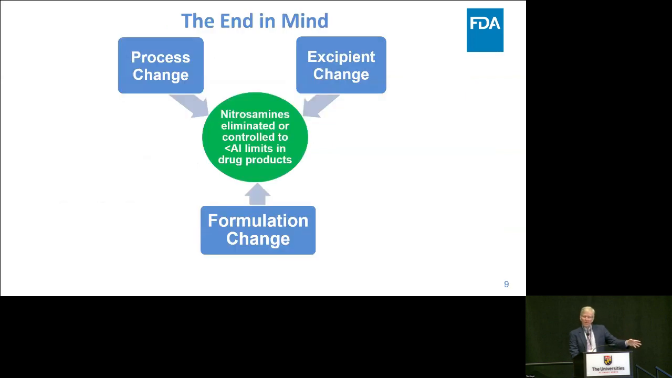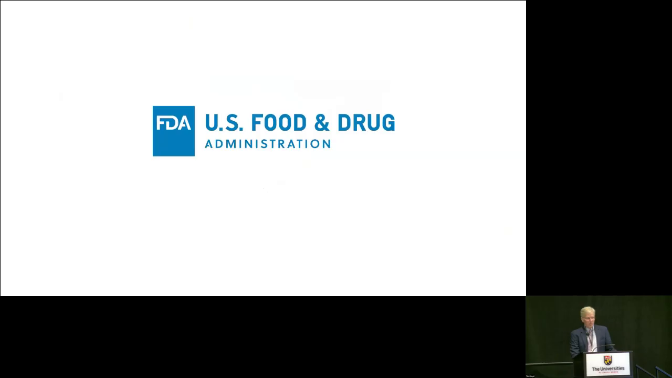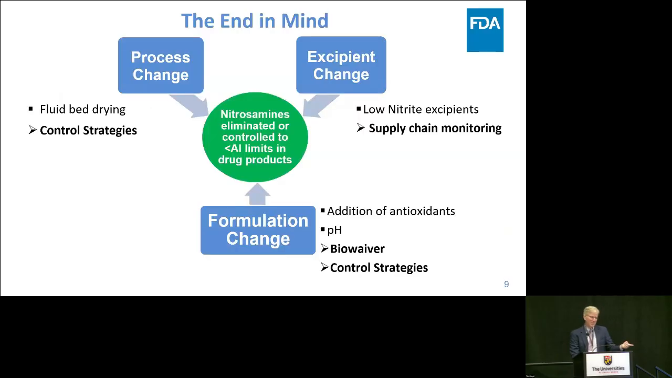So, the end in mind. We have things we can do. We can change our processes. We can look at the fluid bed drying step and the conditions and the air that's around us. We can look at making excipient changes and monitoring our supply chain. And we can make changes to formulation. All these things we've touched upon, and now we'll turn that red thing in the middle into a green thing in the middle. That's where we want to get.